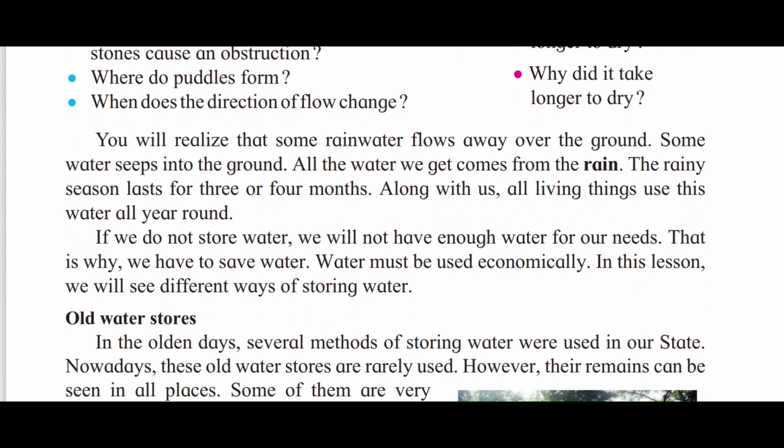You will realize that some rainwater flows away over the ground. Some water seeps into the ground. All the water we get comes from the rain. The rainy season lasts for 3 or 4 months. Along with us, all living things use this water all year round. If we do not store water, we will not have enough water for our needs. That is why we have to save water. Water must be used economically. In this lesson, we will see different ways of storing water.